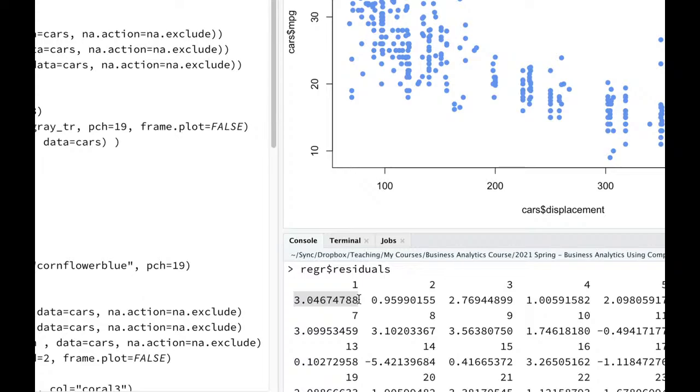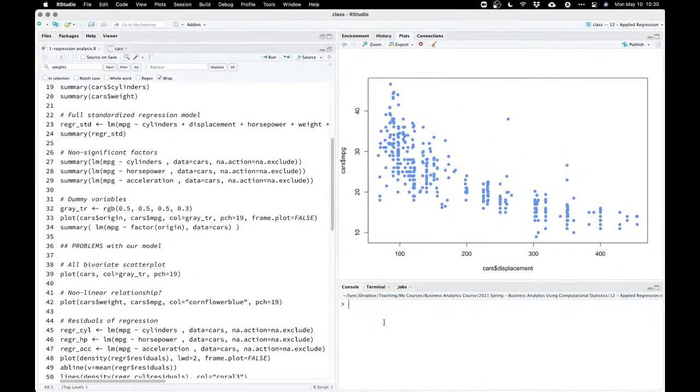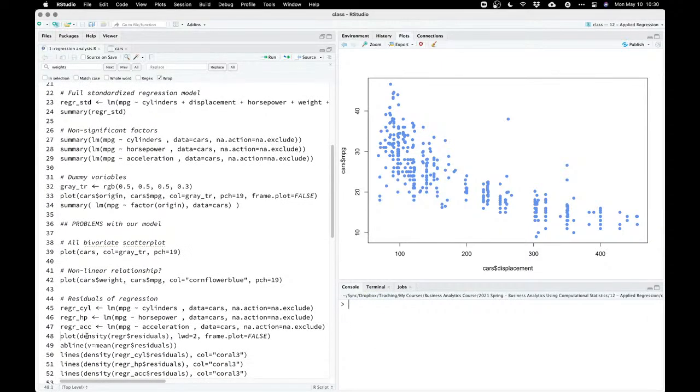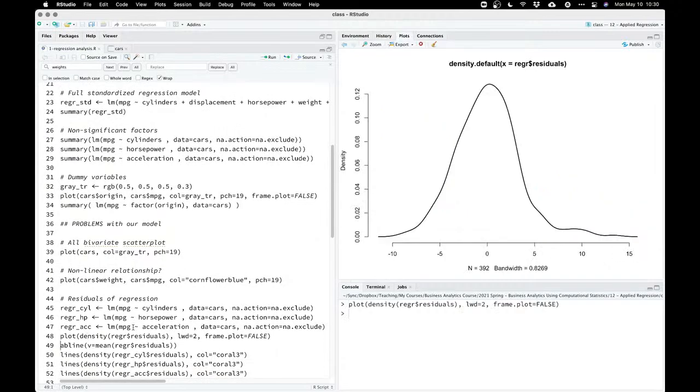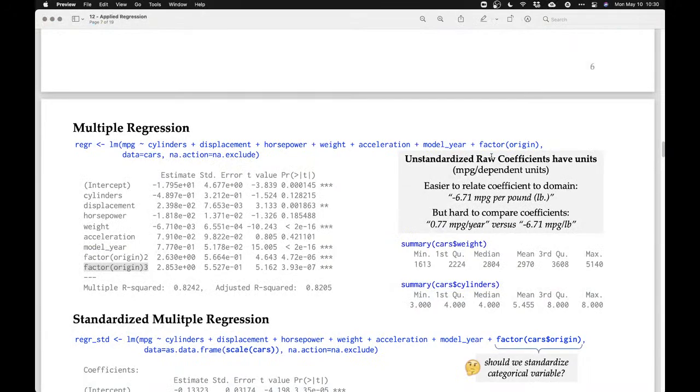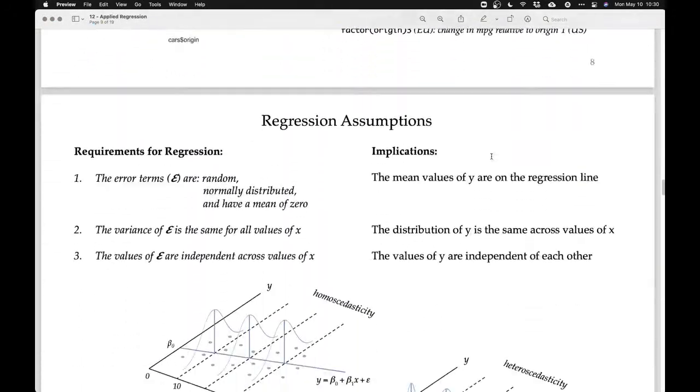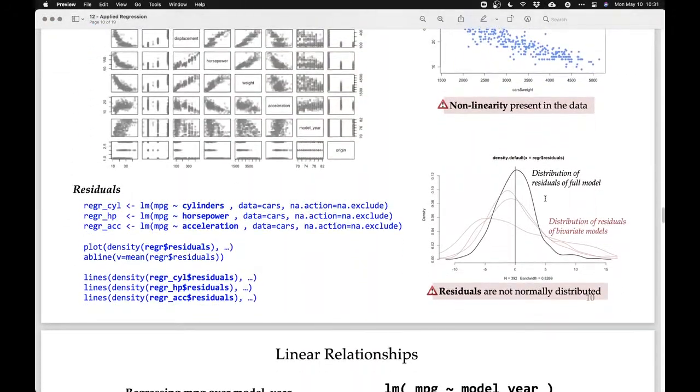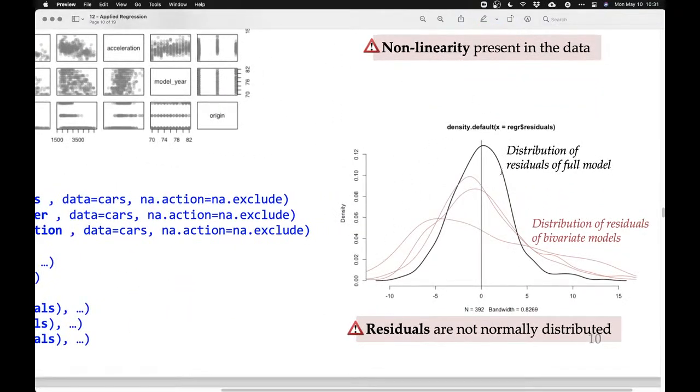right? And so these are the residuals of our regression, and we can plot the density. Well, I've got the code here. We can actually plot the density of these residuals, and you'll see that our residuals have a more or less normal-ish distribution, but it's a little bit skewed to the right. That's this black distribution here, okay?